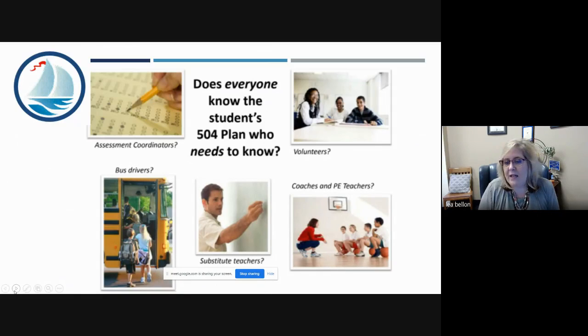And again, if it's a classified person, like a bus driver, I see that's mentioned, they might not need a full copy of the plan, but they need to know. If a child has behavioral issues and they're going to be violent and aggressive, and you have steps and measures in place so that those things won't happen, you need to communicate that with the driver so that they can be mindful of that, and make sure that everyone is safe on the school bus as well.